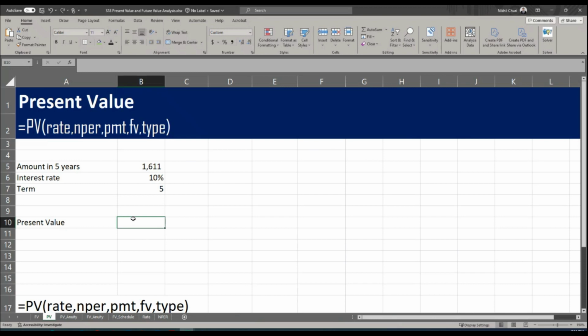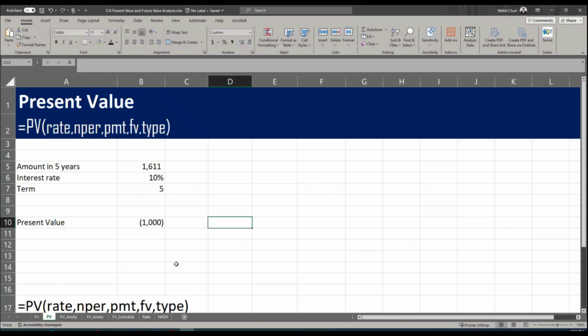I'll start with equals PV, tab, starting the formula. The first one is rate. I'm selecting this cell that says 10%, comma, NPER, which is the term, comma. The next part, PMT, I'm ignoring, so I add one more comma, and then the future value amount, that is this cell over here, B5. Then I'll close, which means I'm ignoring the type, and it gives me my present value: $1000.